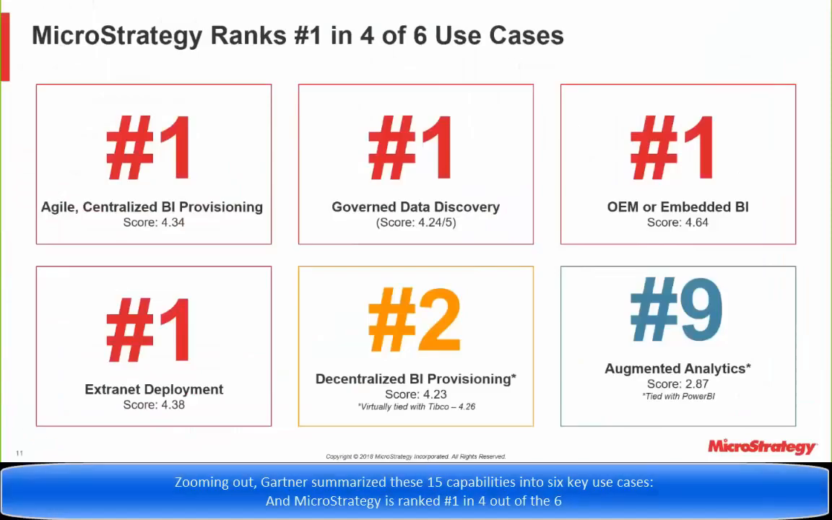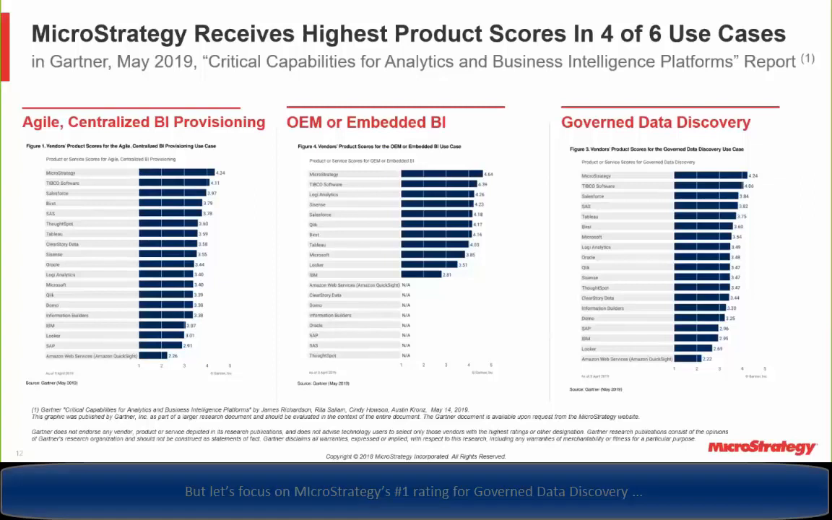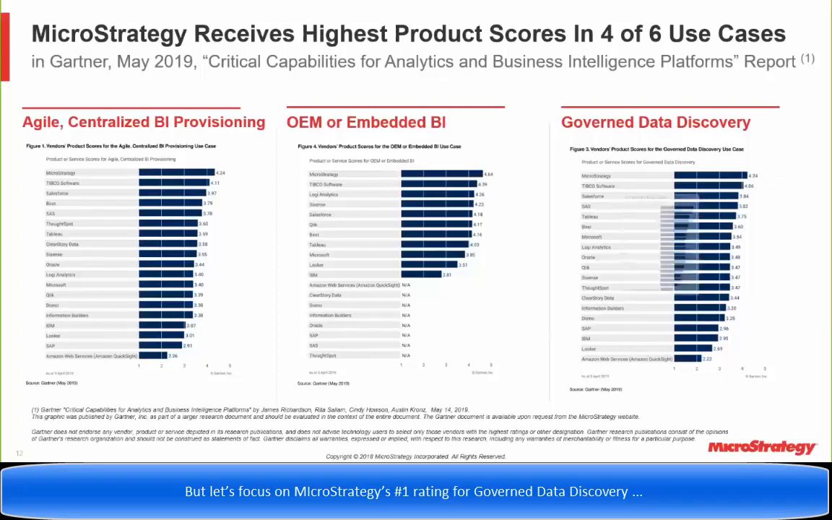In this critical capability survey, Gartner further boiled down those 15 capabilities into 6 key use cases. And as you can see on the screen here, MicroStrategy was number 1 in 4 out of the 6 and number 2 in the 5th one. In addition to being ranked number 1 for extranet deployment and number 2 for decentralized BI provisioning, MicroStrategy was ranked number 1 for agile centralized BI provisioning, plus number 1 for OEM or embedded BI. And finally, what I want to focus on is how MicroStrategy was voted number 1 for governed data discovery.